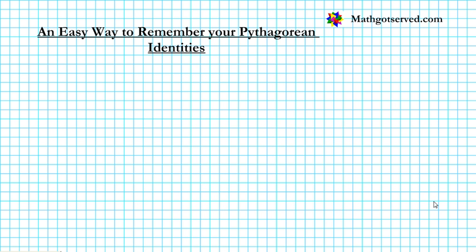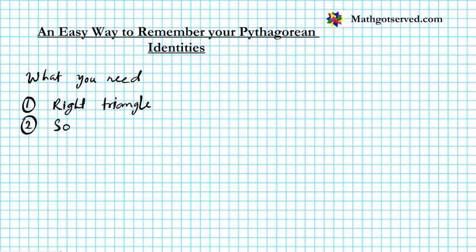So the things you need are, let's write them down. What you need: three things. First of all, you're going to need a right triangle, and you're also going to need SOHCAHTOA, and last but not least, you're going to need your Pythagorean theorem.